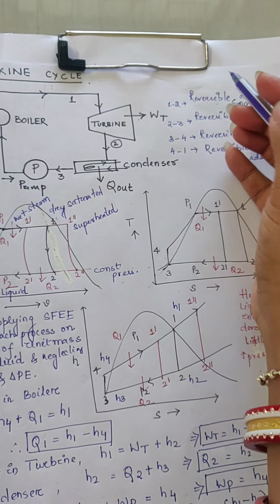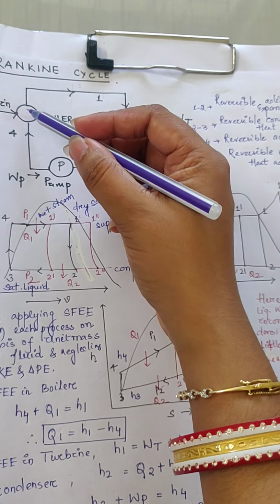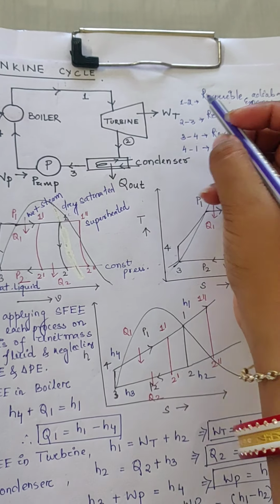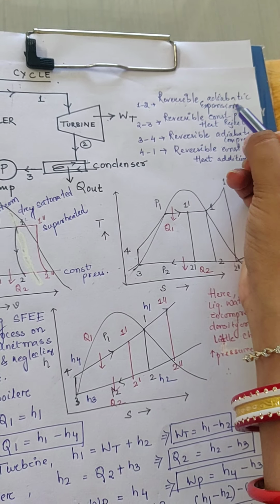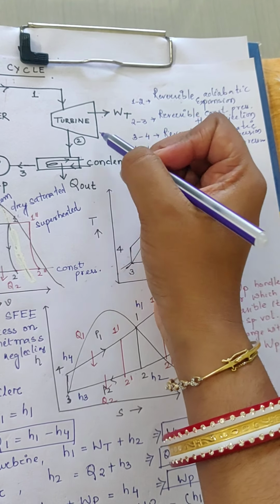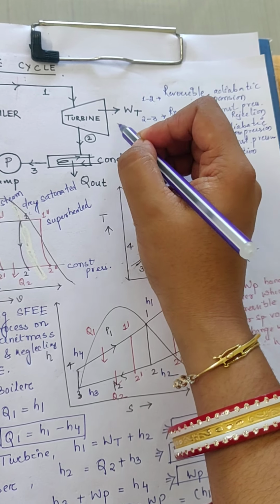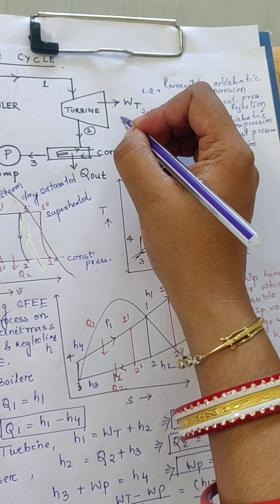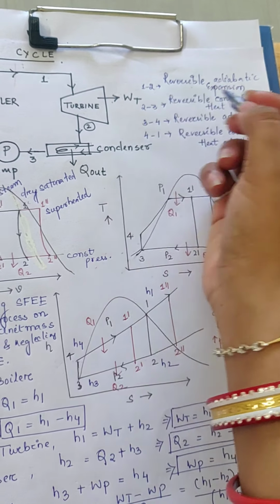If the cycle is reversible, then all the processes between 1, 2, 3 and 4 must be in the equilibrium state. So let us start with what happens in the 4 processes. From 1 to 2, you can see that it is a reversible adiabatic expansion, because expansion takes place only in the turbine. Because of this expansion, work can be done. Here the work output is positive because work is done by the turbine, and we know that when work is done by the system, the work is considered positive.